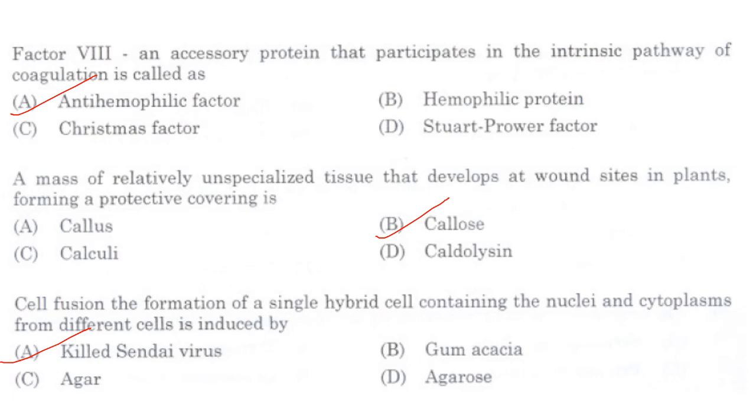Factor VIII, an accessory protein that participates in the intrinsic pathway of blood coagulation, is called anti-hemophilic factor. This was also a repeated question. Next one. A mass of relatively unspecialized tissue that develops at wound sites in plants forming a protective covering is called callus. Answer is option B.